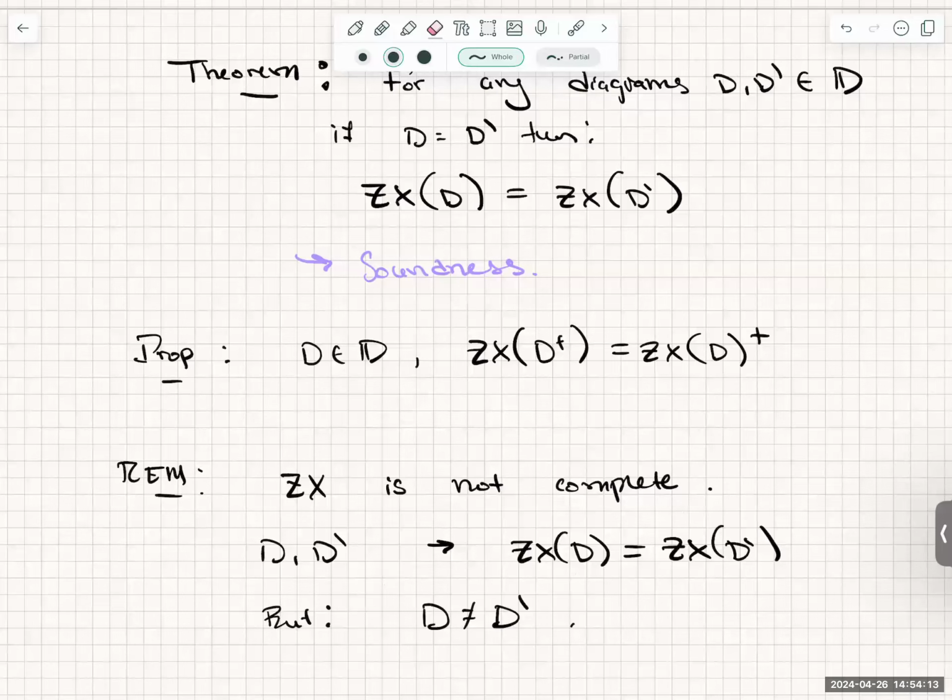I don't know if there are some general results about the completeness of ZX or how you can make it complete and stuff like this. Yeah, like no-go theorem type of stuff.